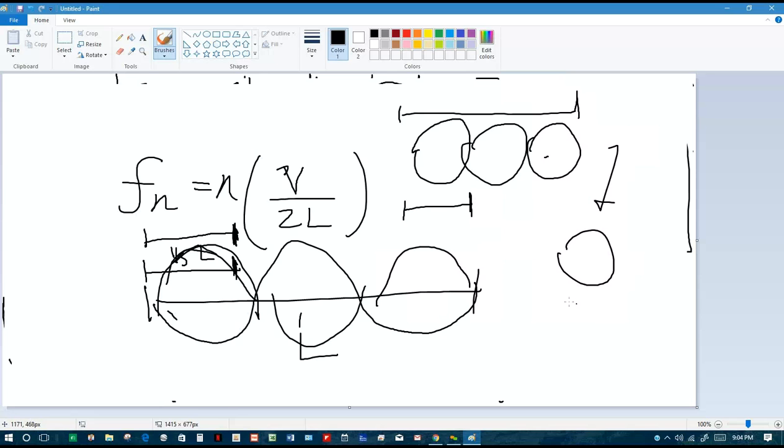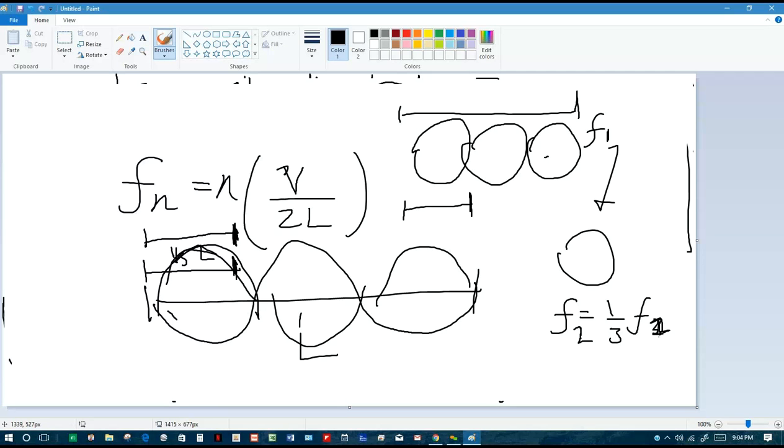So this frequency would be only 1/3 of the old frequency if this was F1 and this was F2. What I'm pointing out is if you go from 3 loops to 1 loop, then the frequency drops by a factor of 3. Or let's go the opposite way: if you go from 1 loop to 3 loops, then your frequency would go up by a factor of 3.